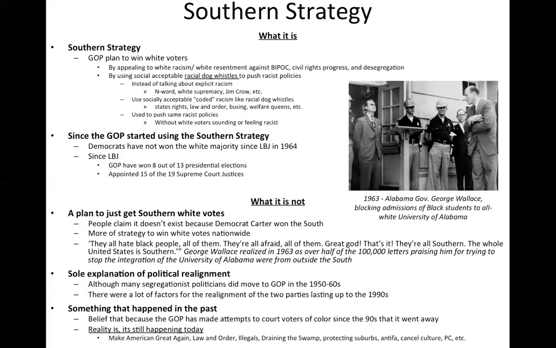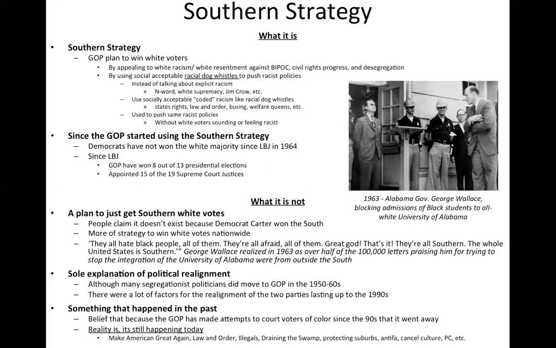So you just see all this happening all over the country, and you're seeing this white resentment and this white fear against all this racial progress, and that results in winning a lot of voters for the Republican Party. George Wallace realized in 1963, after he received all of his letters of praise, he said, they all hate Black people, all of them. They're all afraid, all of them. Great God, that's it. They're all Southern. The whole United States is Southern.